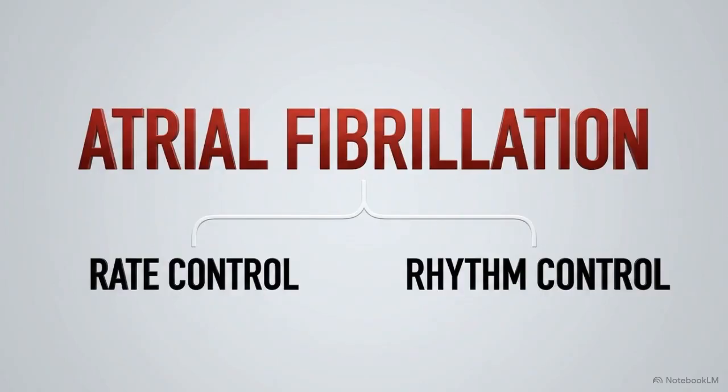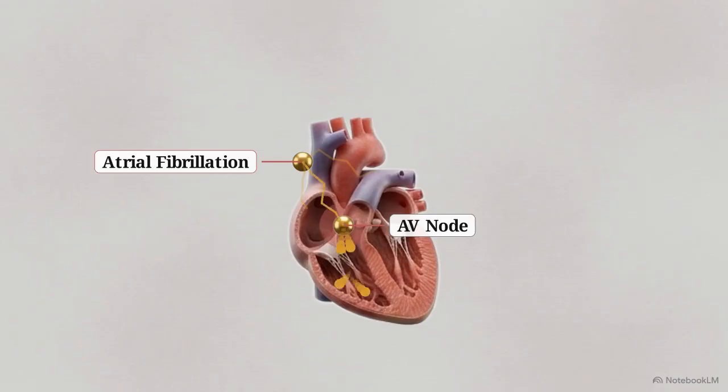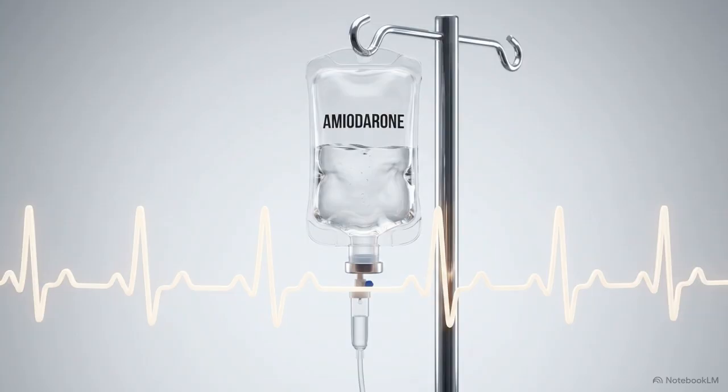Narrow, irregular rhythms like atrial fibrillation require a choice between 2 strategies. Most practitioners prioritize rate control, using beta blockers or calcium channel blockers to slow the AV node. The alternative is rhythm control, using agents like amiodarone to actively restore a normal sinus rhythm.